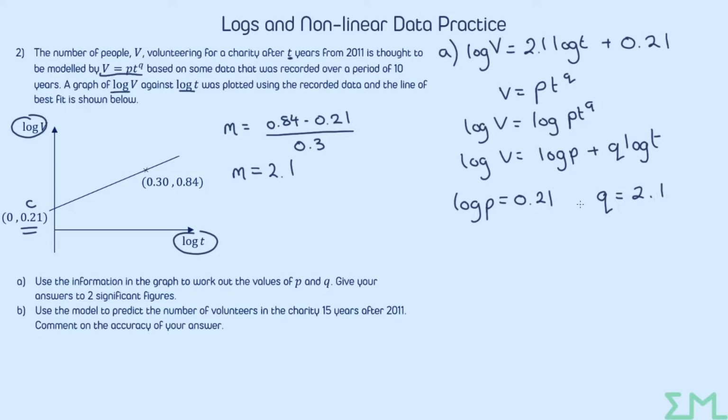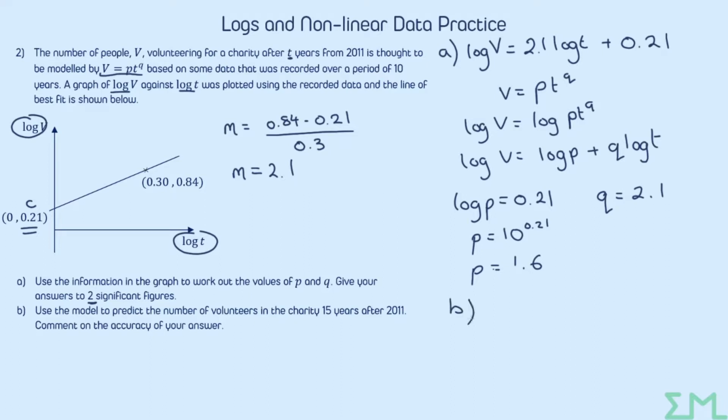Q is just 2.1, nothing to do there, but over here we are going to need to raise both sides to the power of 10 to get 1.6, and I'll stop there. It's 1.62, but I'll just check in the question, 2 significant figures, so 1.6 is enough.